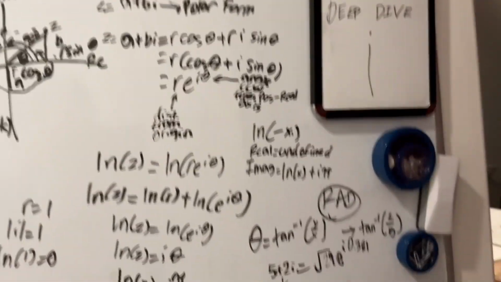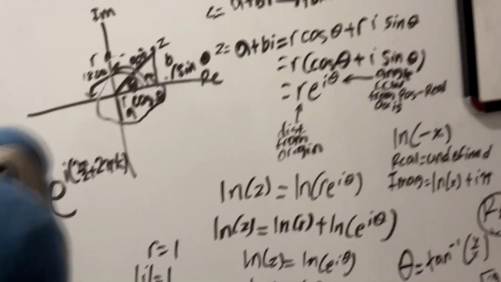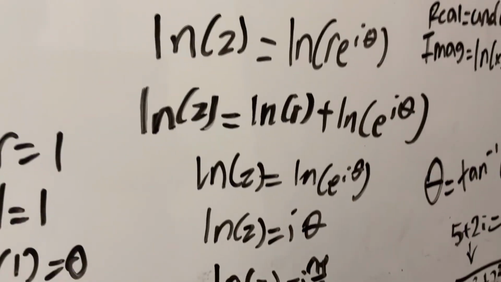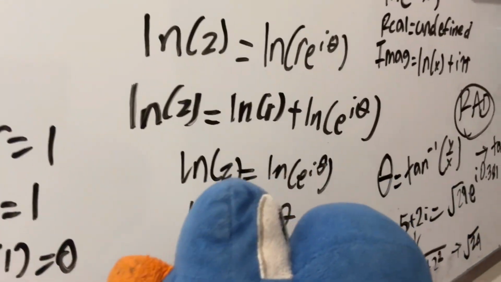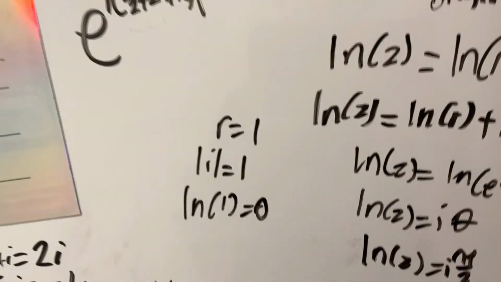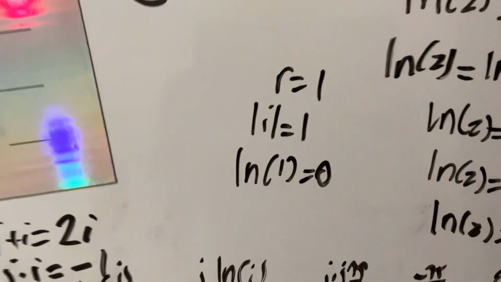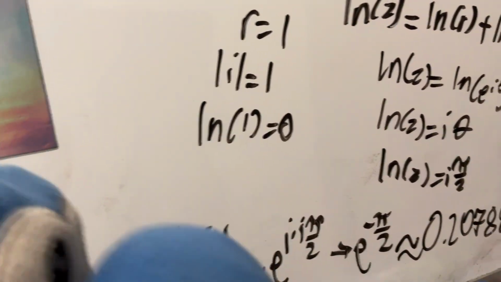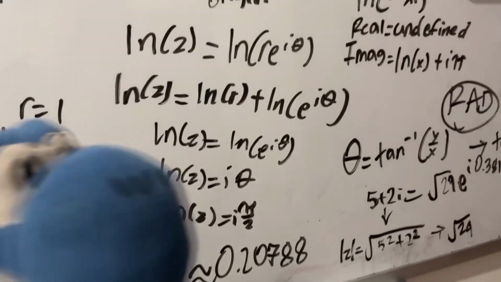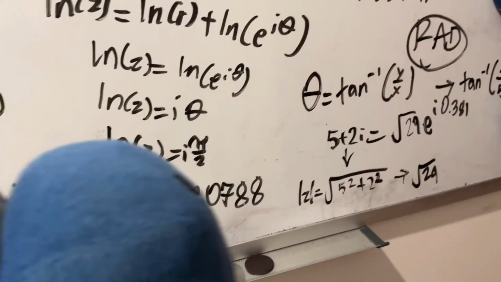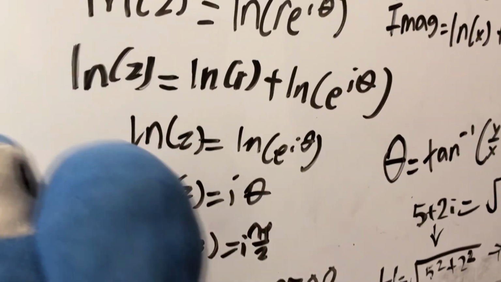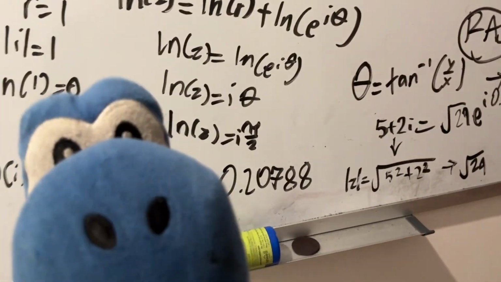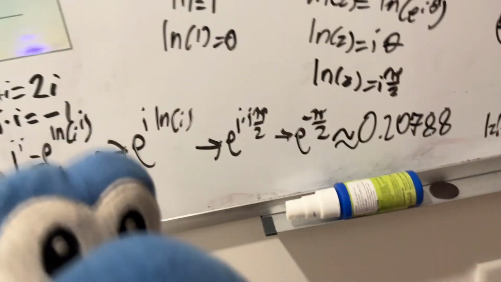So now we can use this to find out what the natural log of i is. Because of the properties of logarithms, we can split this into addition: ln r plus ln e to the i theta. Of course, r is 1, because the distance from the origin is 1. So the natural log of 1 is 0, and we just ignore this. We're left with natural log of e to the i theta, and the natural log and e cancel out, so we're left with i theta. So the natural log of i is i times pi over 2. Bet you saw that coming.